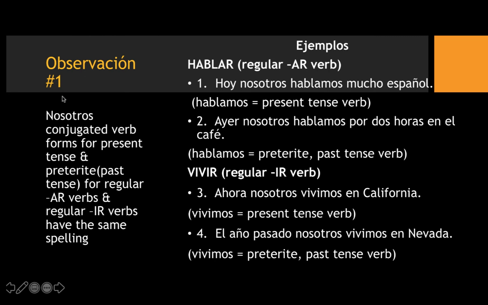Observación número 1. Nosotros conjugated verb forms for present tense and preterite past tense for regular AR verbs and regular IR verbs have the same spelling. All right, let's look at some examples here. Ejemplos. Hablar. Hablar is a regular AR verb. And we have this first example. Hoy, nosotros hablamos mucho español.